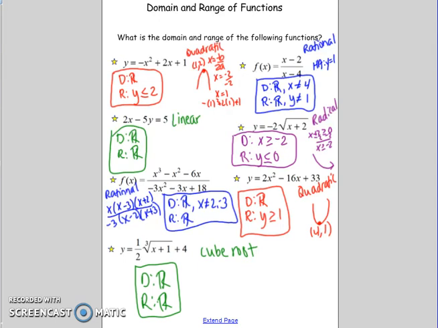Okay, so use the information that I put on Canvas to figure out the domain and range of these different functions. So I kind of wrote it out as a step-by-step thing of how you find them. So if you're getting confused, I would look back at that and check it out.